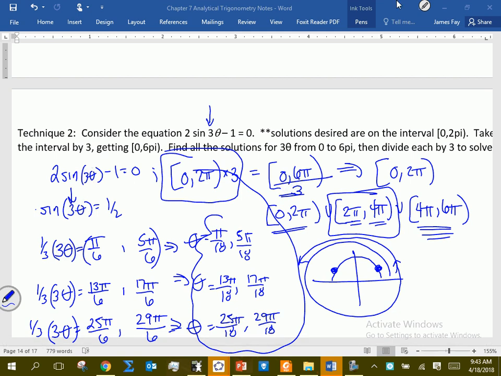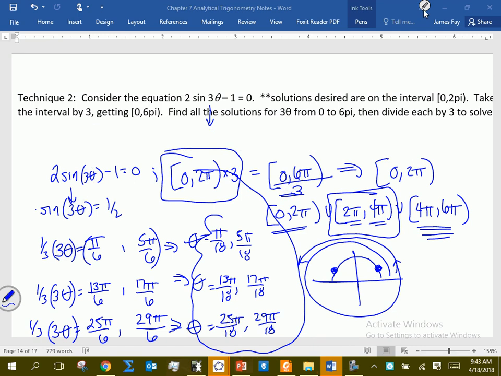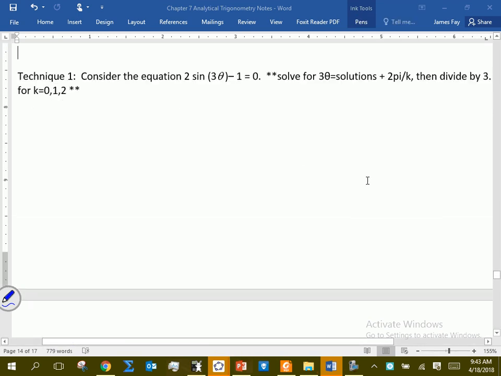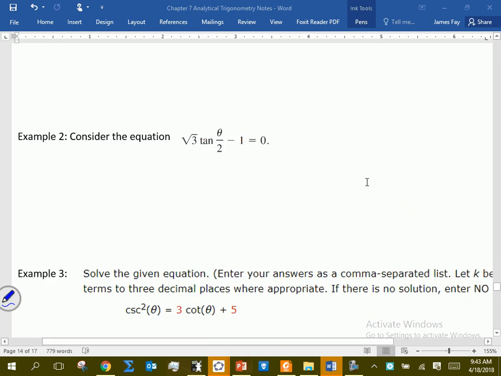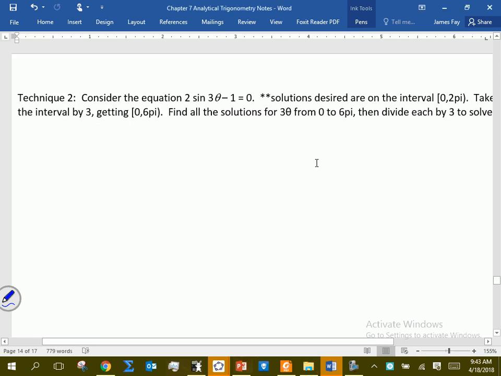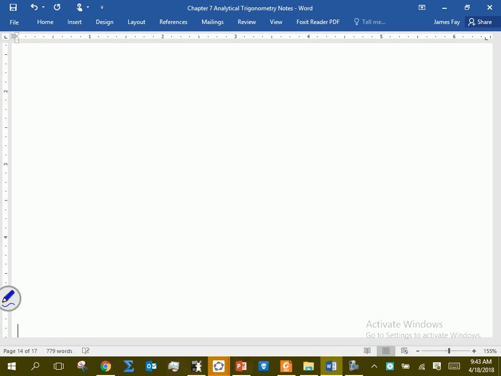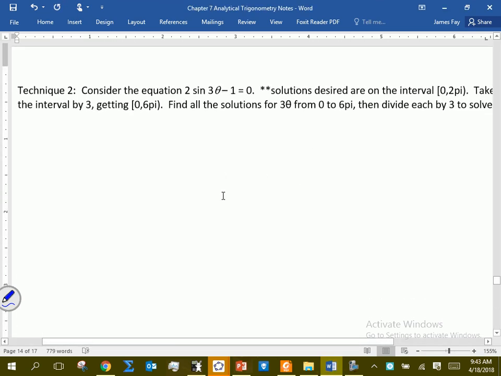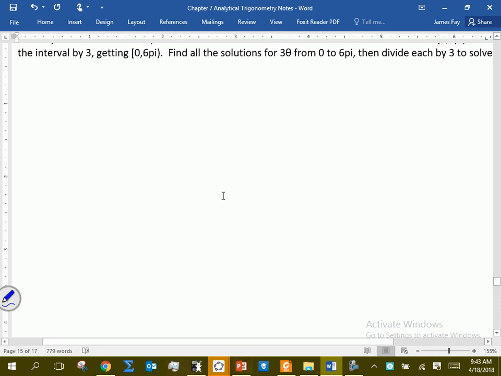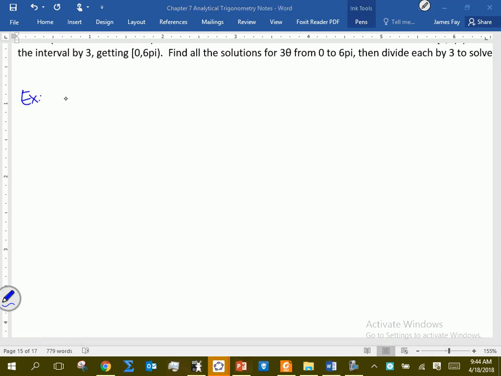Let's do... These other examples I have on here we'll address maybe tomorrow, but I want to do a different equation than what I've got written in there. So let's take an example. I think last class we did secant of 4 theta minus 2 is equal to 0. Secant of 4 theta minus 2 is equal to 0.